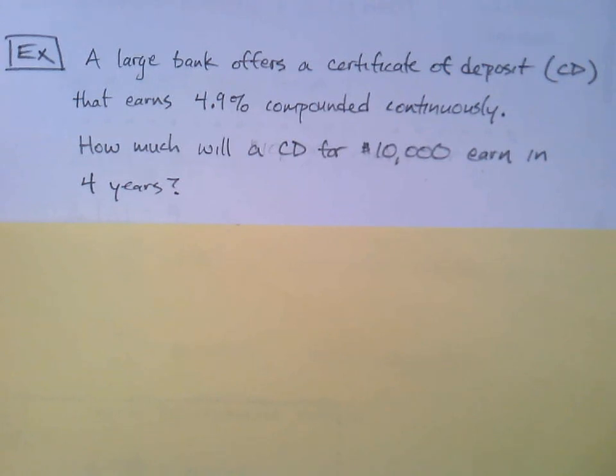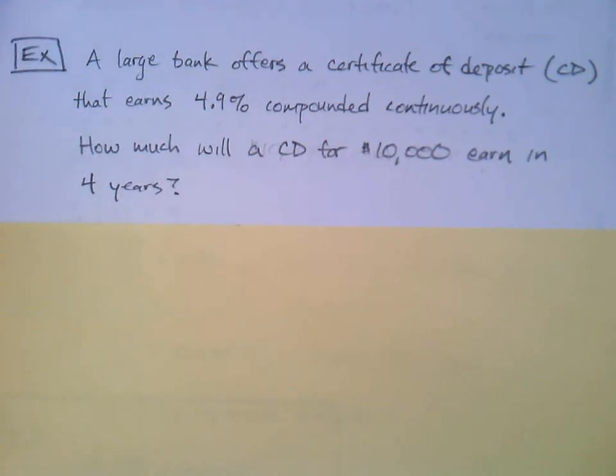So here we go. A large bank offers a certificate of deposit, often referred to as a CD. It earns 4.9% compounded continuously. How much will a CD for $10,000 earn in 4 years?